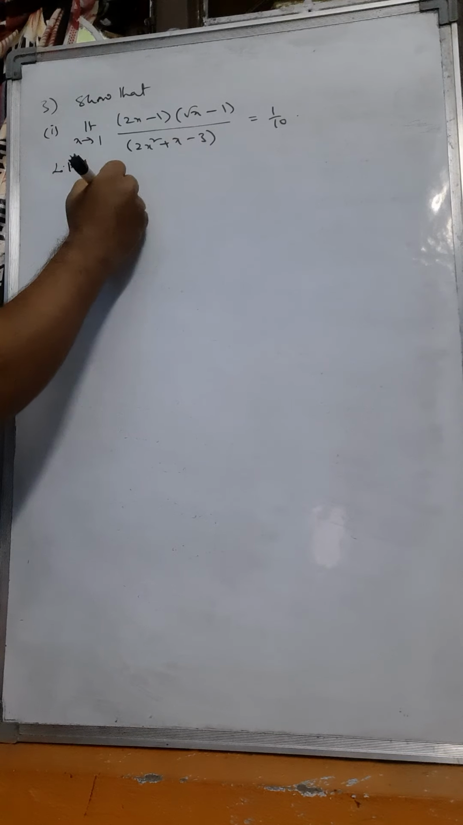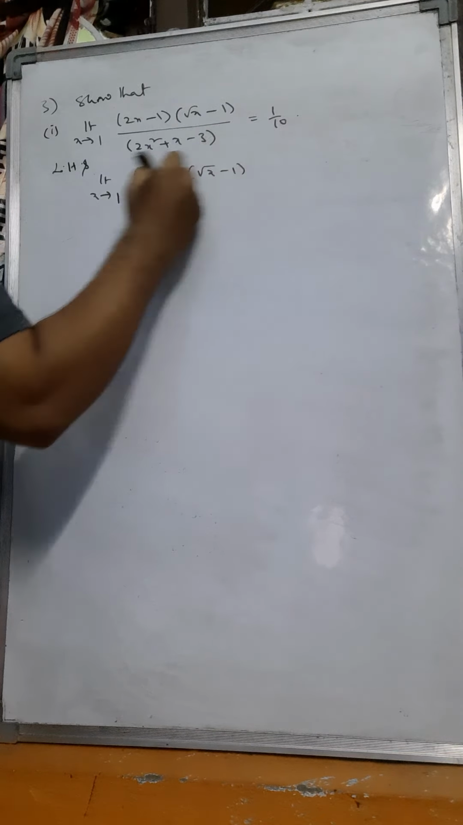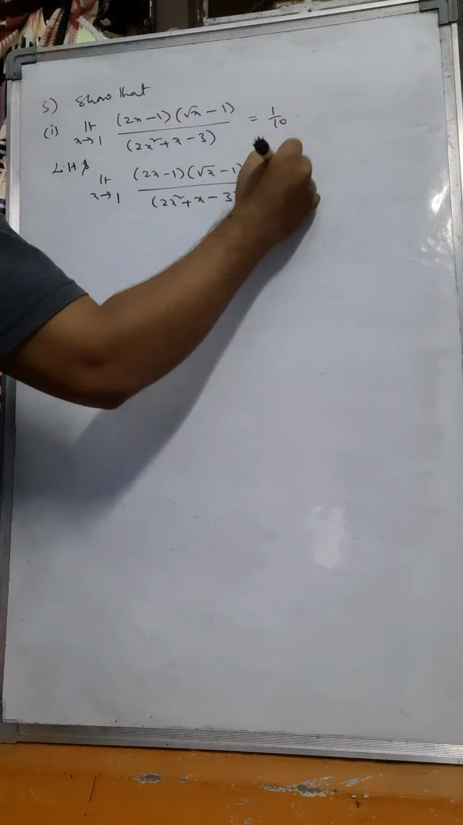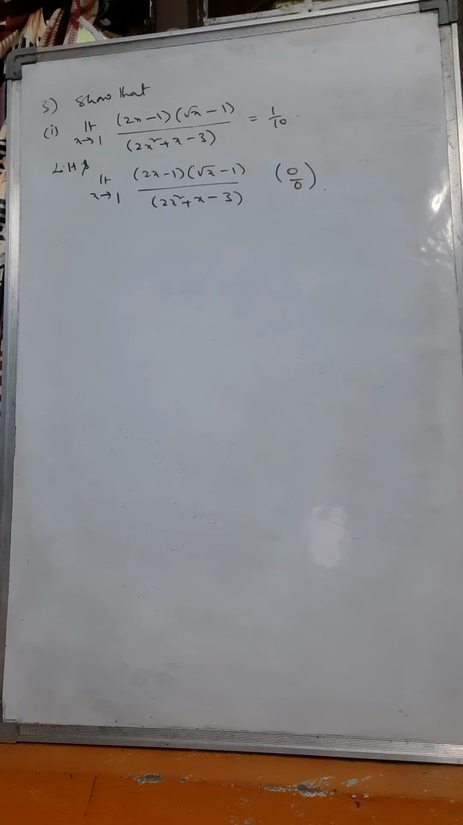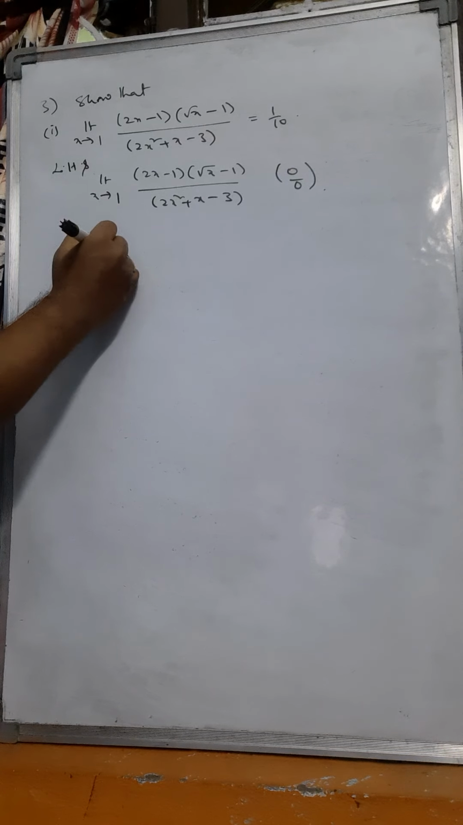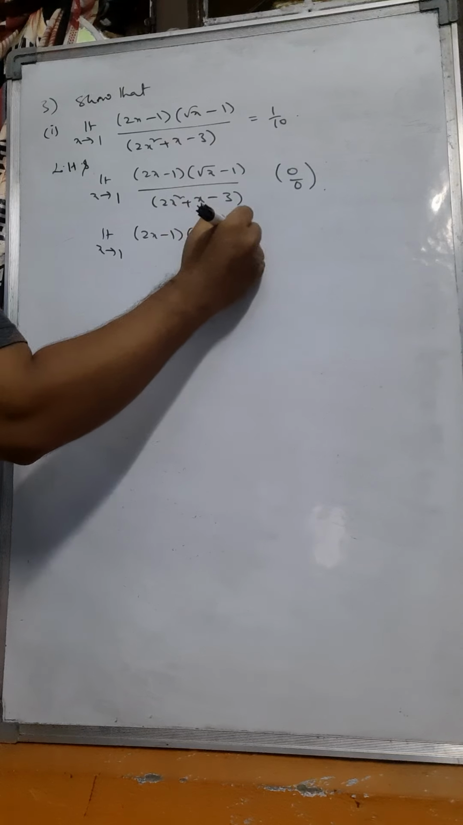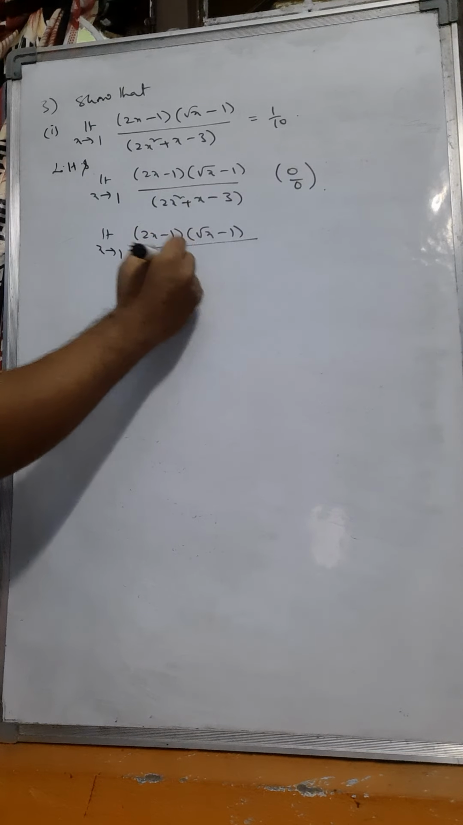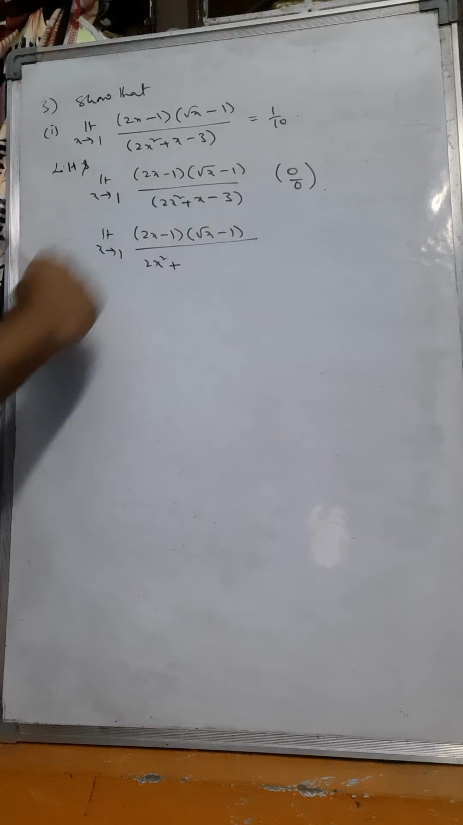Limit x tends to 1, (2x minus 1) into (root x minus 1) by (2x square plus x minus 3). It is in the form of 0 by 0. So now we have to take the factorization in the denominator. Limit x tends to 1, (2x minus 1) into (root x minus 1) by 2x square plus... 2 threes are 6. Sorry, 2 threes are 6.